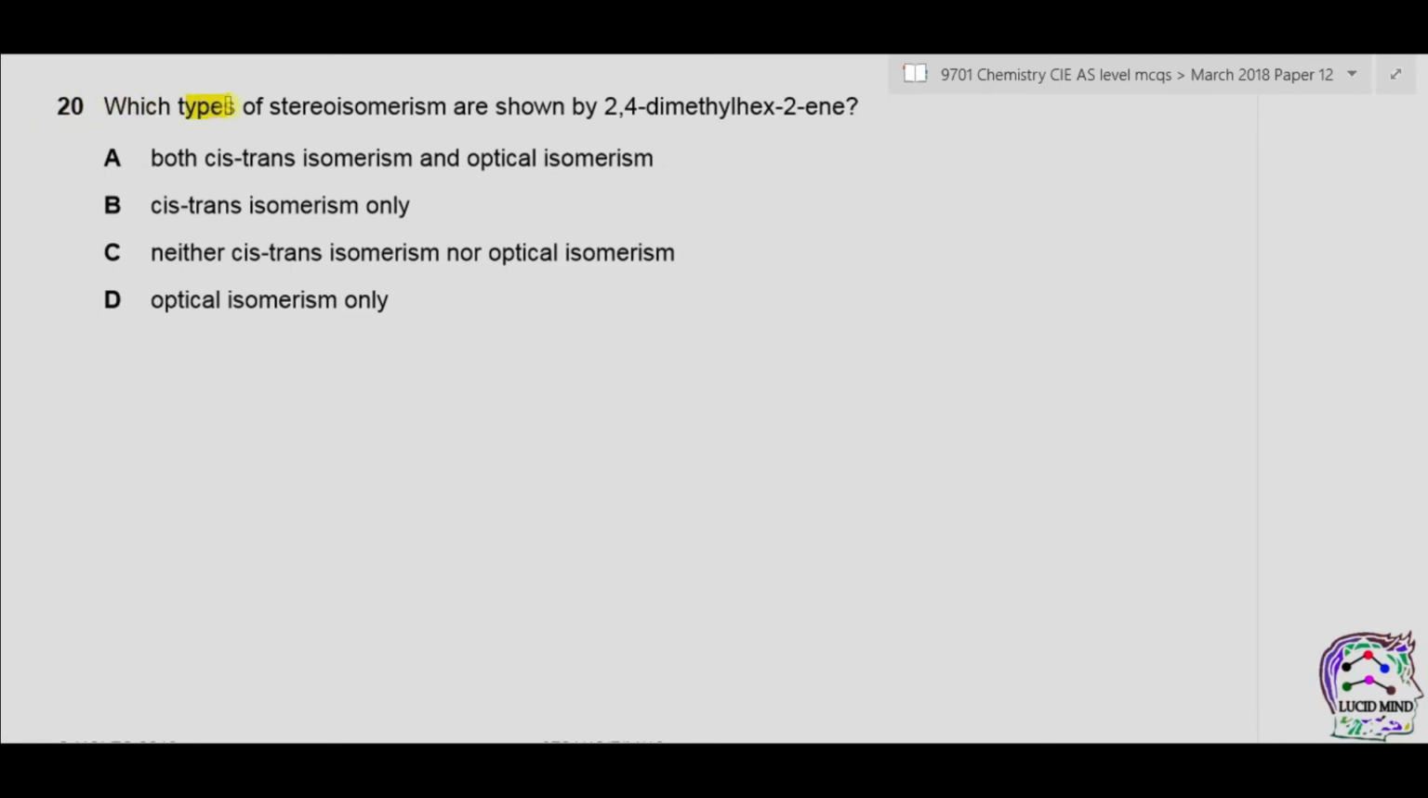Question 20. Which types of stereoisomerism are shown by 2,4-dimethyl-hex-2-ene? Let's draw the structure of 2,4-dimethyl-hex-2-ene. As we have hex, it means 6 carbon atoms are in the long chain. On the second carbon we have a double bond. On the second carbon and fourth carbon we have 2 methyl groups attached. The rest are hydrogen atoms.